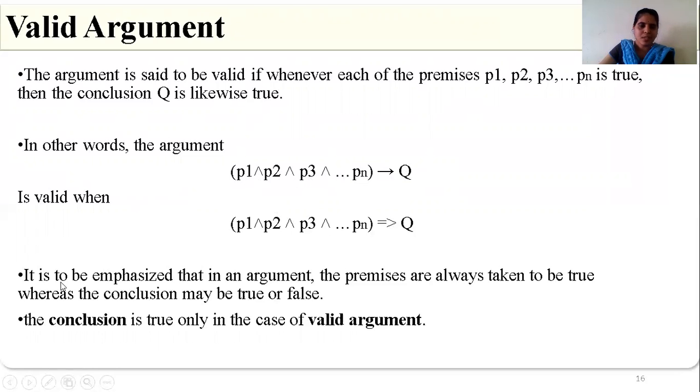It is to be emphasized that in an argument, the premises are always taken to be true, whereas the conclusion may or may not be true. If the conclusion is true, then we can say that the given argument is a valid argument.